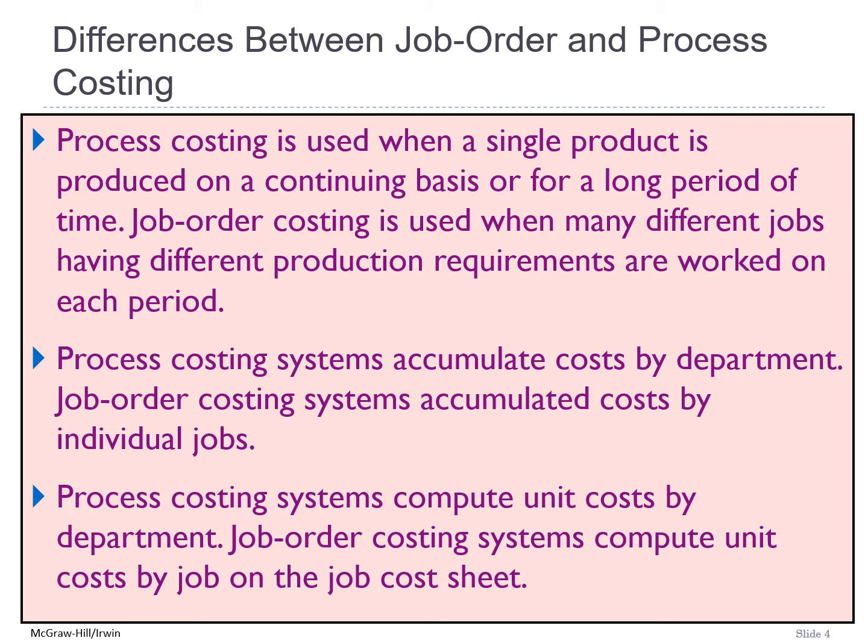So process costing computes unit cost by department. Every time cost is incurred in a department, you need to compute the unit cost. Job order costing computes unit cost by job and on the job cost sheet. So in job order cost systems, we have the job order cost sheet, while in a process cost system, we have what we call the cost of production report, which is the topic for module 3 and module 4.